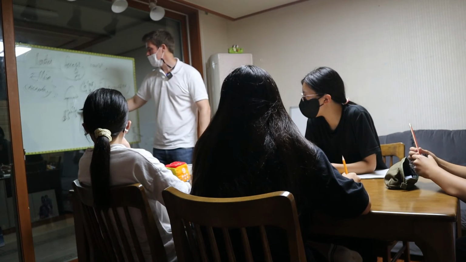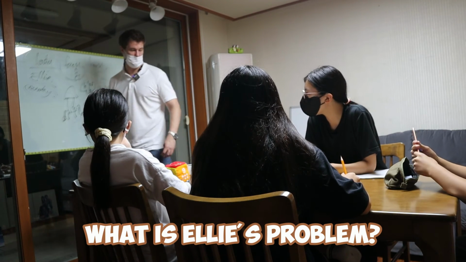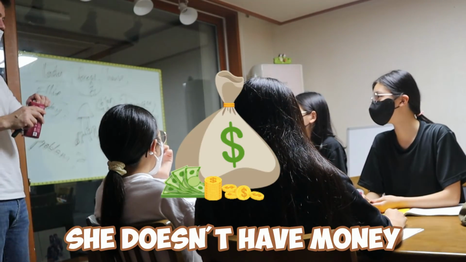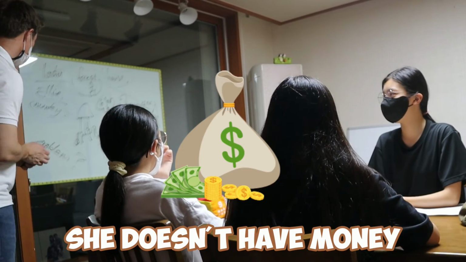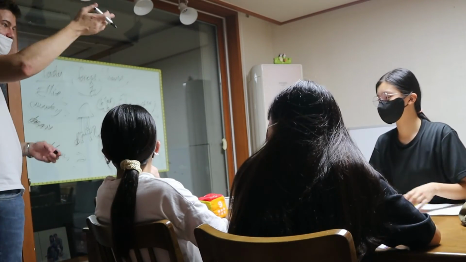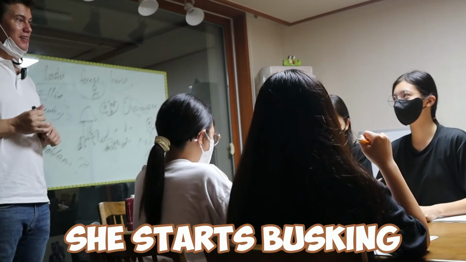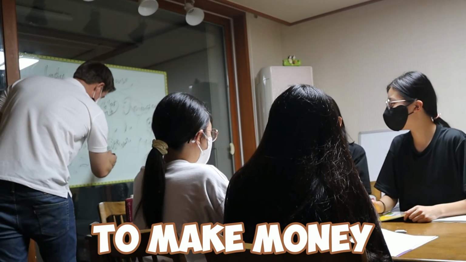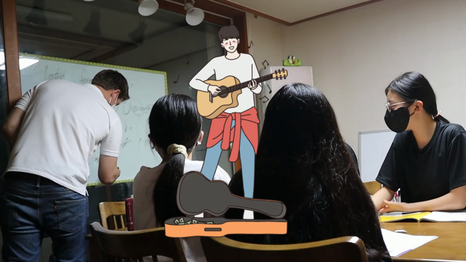Now, Ali has a problem. What is Ali's problem? She doesn't have any money. Okay, she doesn't have money. So what does she do? She's doing busking. To make money, she starts busking.